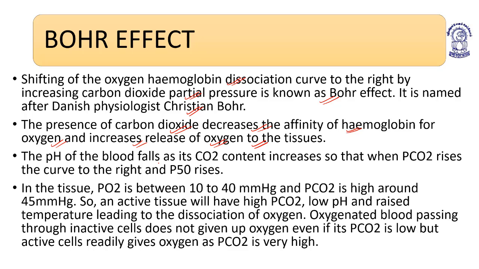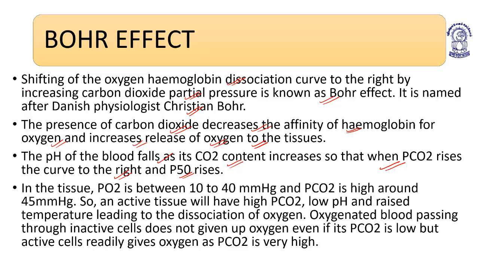The pH of blood falls as its CO2 content increases. So when the partial pressure of CO2 rises, the curve shifts to the right side and the P50 rises. The pH of blood falls as its CO2 content increases, so when PCO2 rises, the curve shifts to the right side and P50 rises.